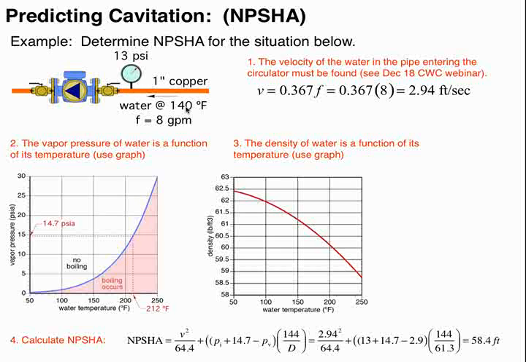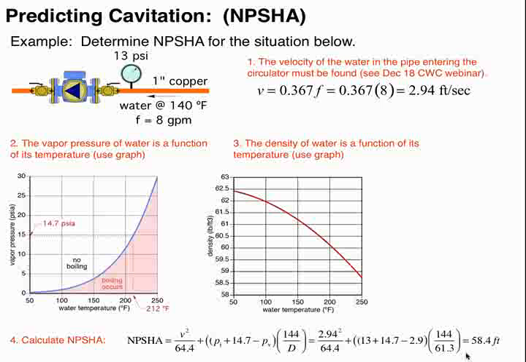We've got water at 140 degrees Fahrenheit, 8 gallons a minute, 1-inch copper tube, and the pressure gauge at the inlet of the circulator is reading 13 psi. So ultimately, I gathered that information, put it in the formula, and we get this number here, 58.4 feet. That's the net positive suction head available. And you're probably saying, what does that mean, 58.4 feet? Well, by itself, it doesn't really mean much at all.